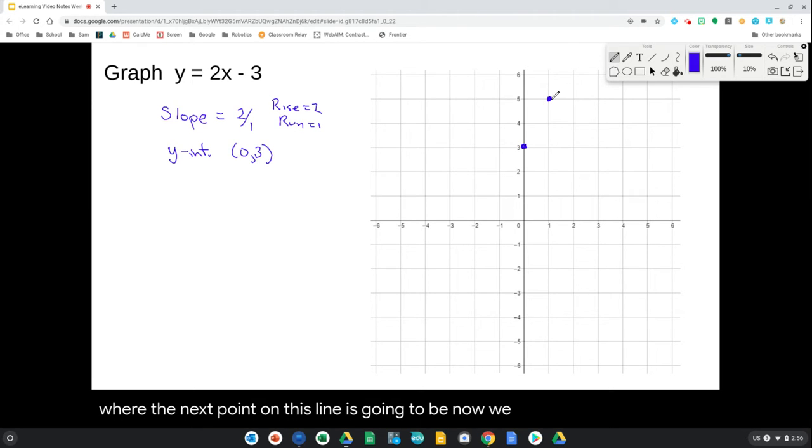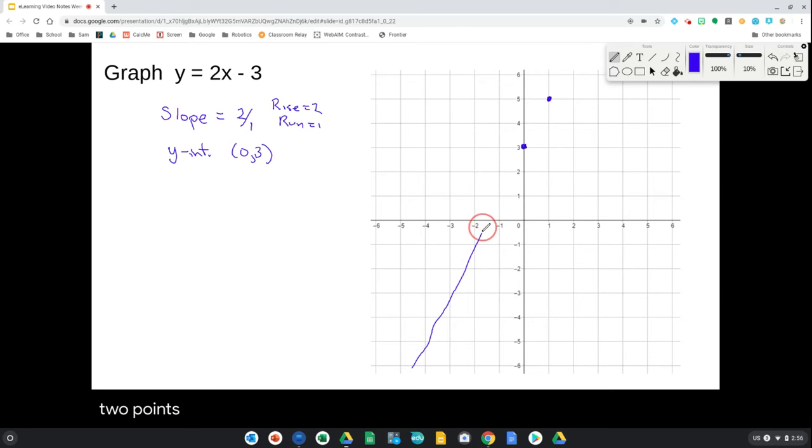Now, we could continue doing that if we wanted to. We could go up 2 and over 1 again, but once we have 2 points, that's actually enough for us to draw a straight line in. So we'll take those 2 points and do the best we can to graph our line. And that would be the line, that would be the answer to the equation y equals 2x minus 3.